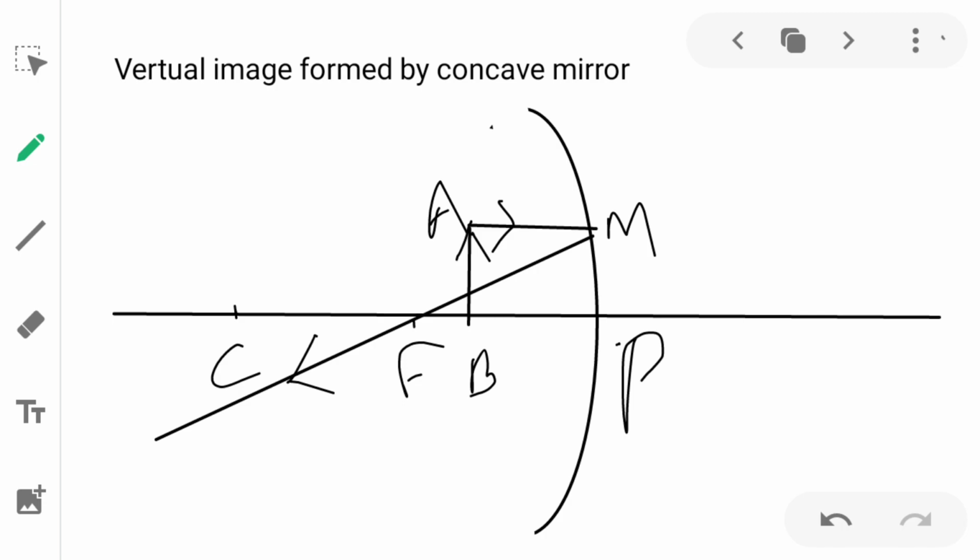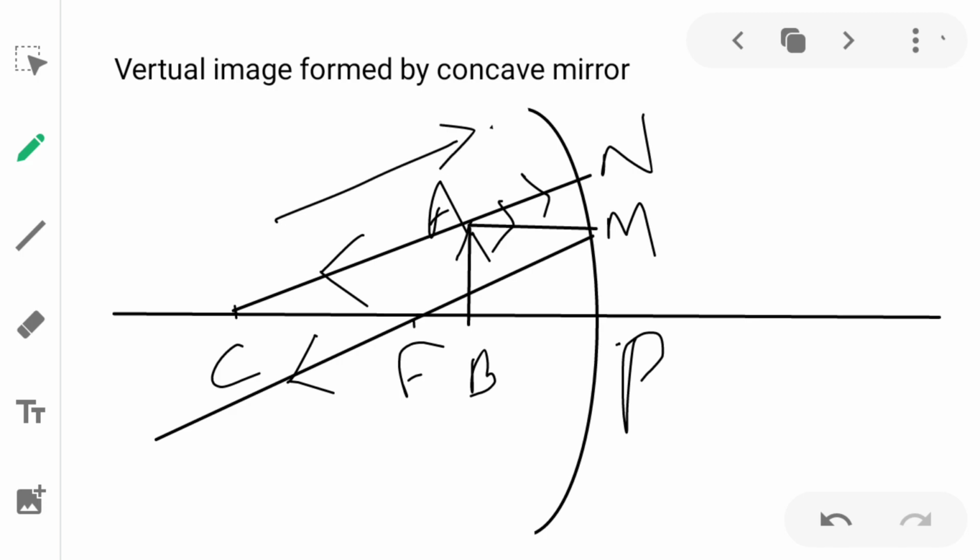So the second ray that I can consider is the ray passing through the C. The ray passing through the C means it has to be incident on the mirror in the direction of C. See, if the ray from A to N is incident on the mirror at point N, it retraces its path, because the direction of the incident ray AN is along the C. So any ray which is in the direction A to N retraces its path.